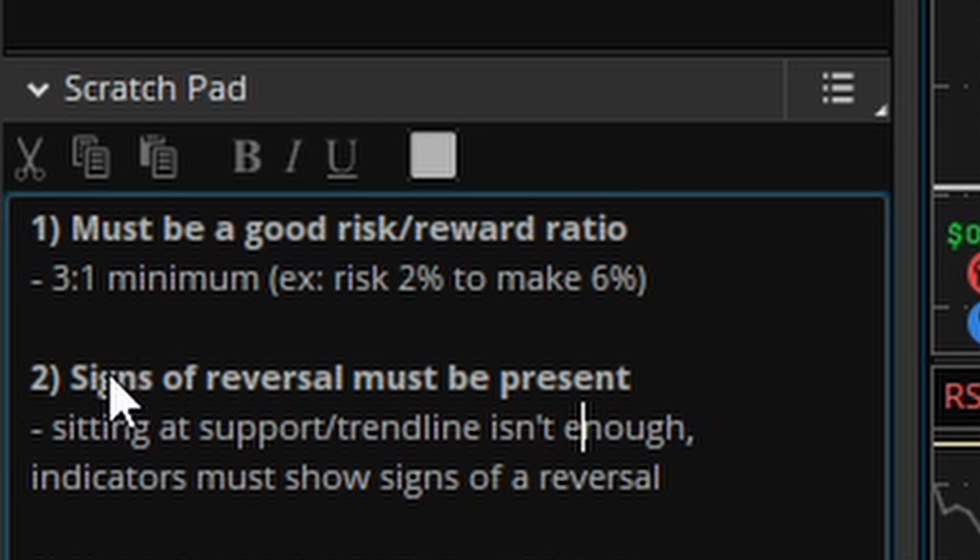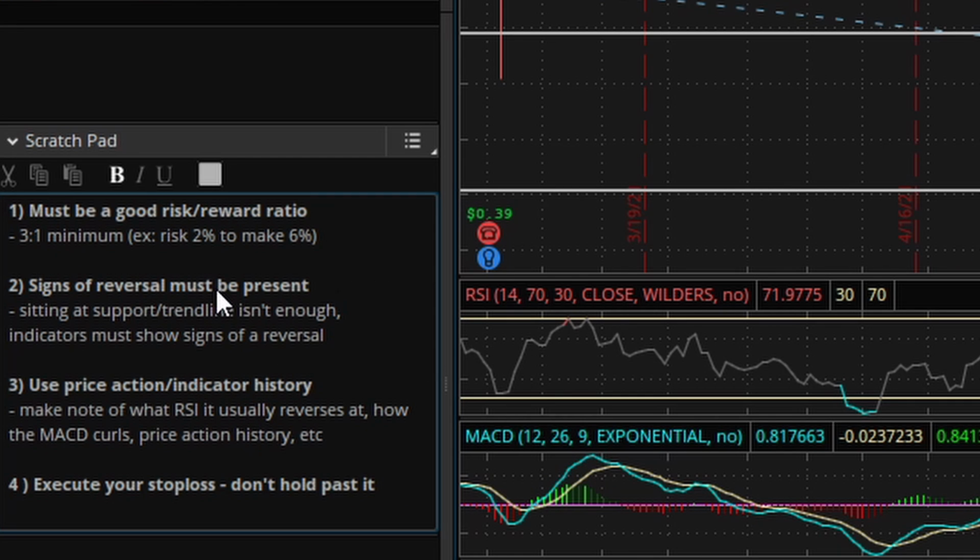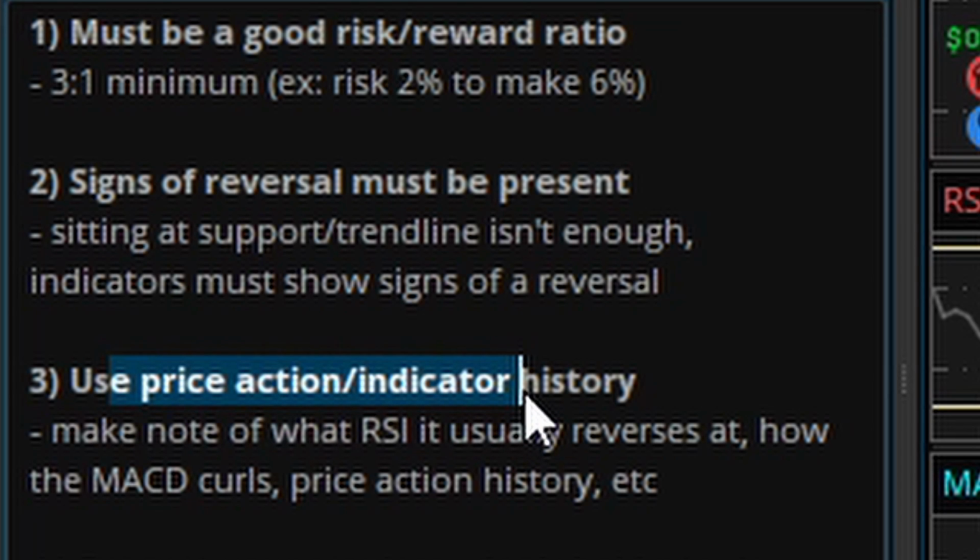Next, pretty obvious, but signs of reversal must be present. This helps me remind myself, hey, is this really at a good spot for an entry? Really gauge your entry. What do your indicators look like? Is it oversold? Is the MACD curling? How does the price action typically behave down here? Stuff like that. And then, similar to what I just said, use price action history and indicator history.